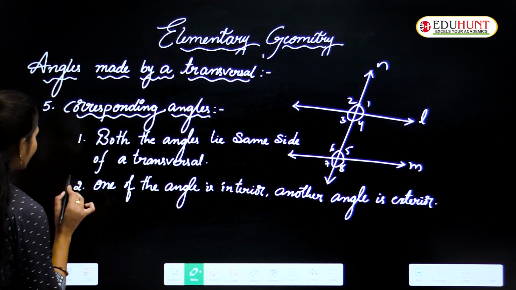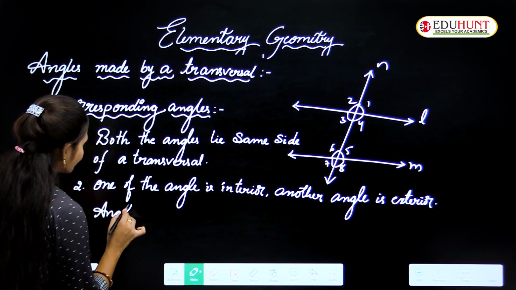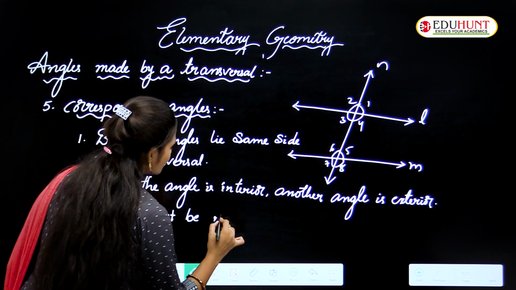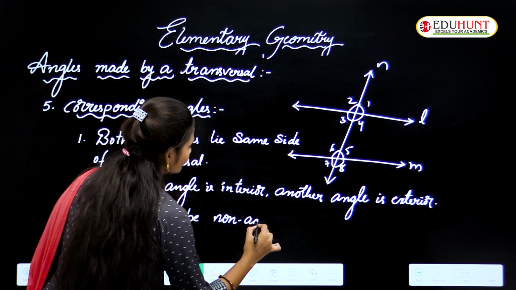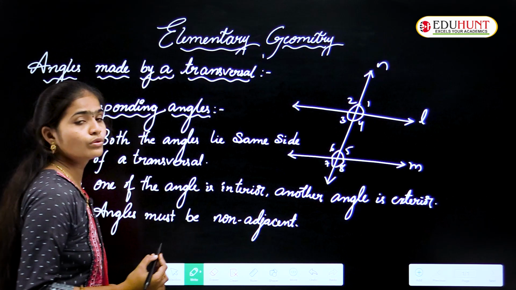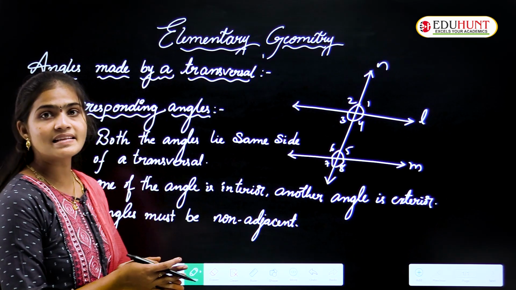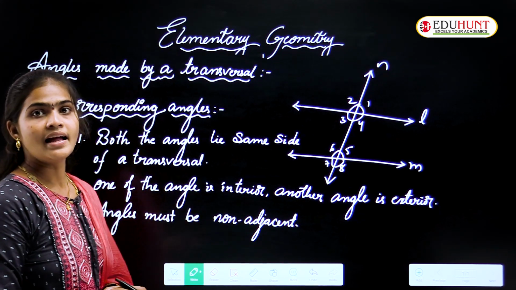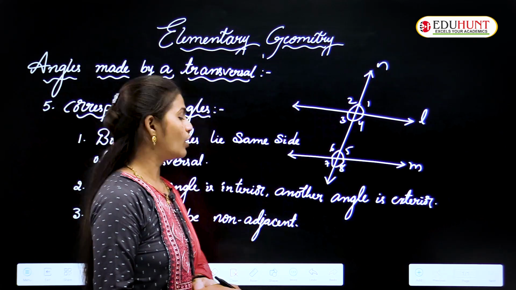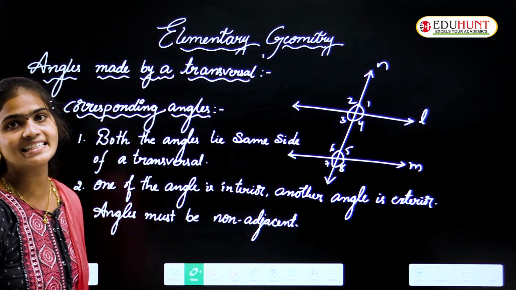The next one is angles must be non-adjacent. So these 3 points need to be followed here. What is the first one? Both the angles lie on the same side of a transversal. The next one: one of the angles is interior, another one is exterior. And the last one, the important one: angles must be non-adjacent.